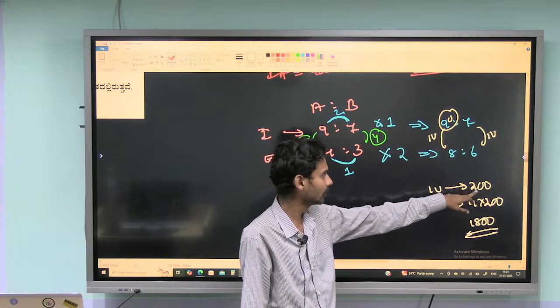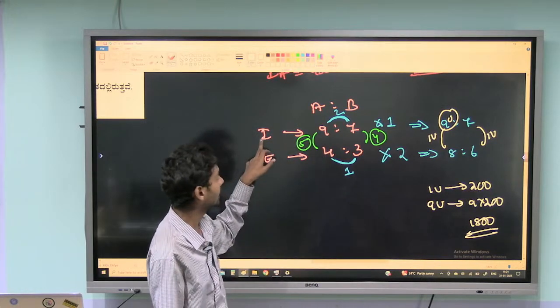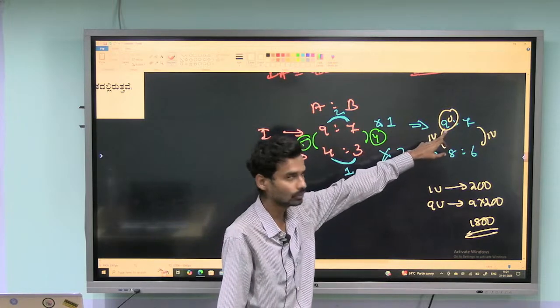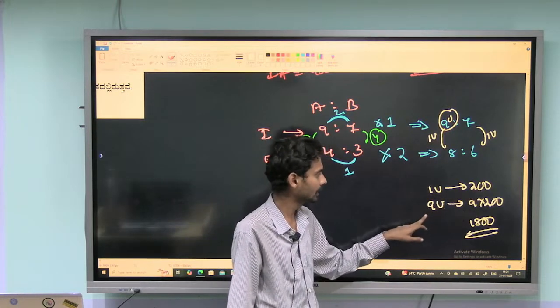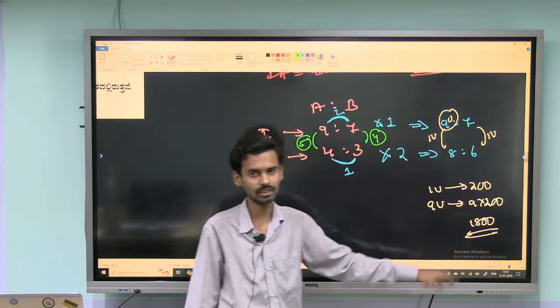So 1 unit value is 200. Now the question is asking for the income of A. Income of A is 9 units. So 1 unit value is 200, 9 unit value will be 9 into 200, which is 1800.